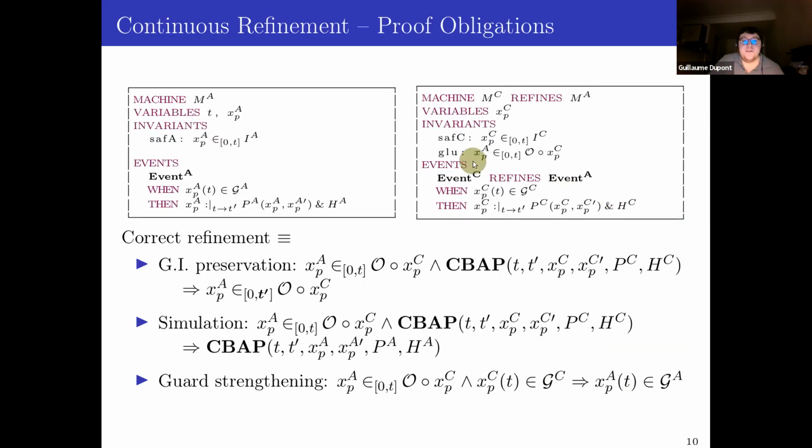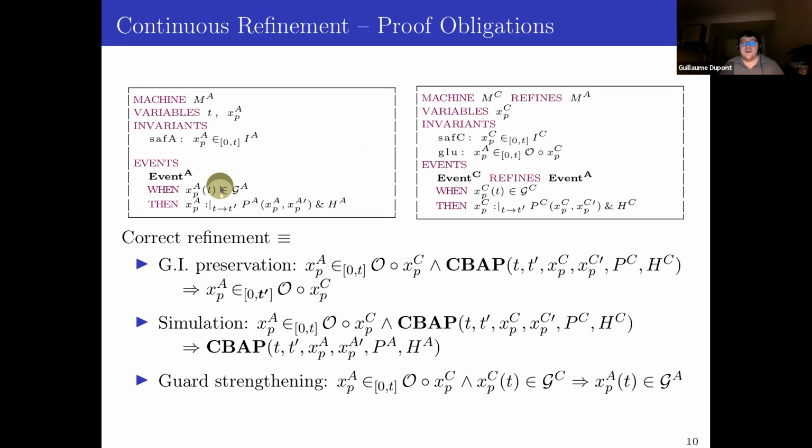So yeah, if we see what it looks like, on the left-hand side, I have an abstract machine. On the right-hand side, I have a concrete machine. On the left-hand side, I have my XPA abstract continuous variable, and on the right-hand side, I have the concrete one. Safety is XPA in IA and XPC in IC on the right. I have this gluing invariant here that makes a link between XPA and XPC. And basically, when I write this, I have to ensure correct refinement.